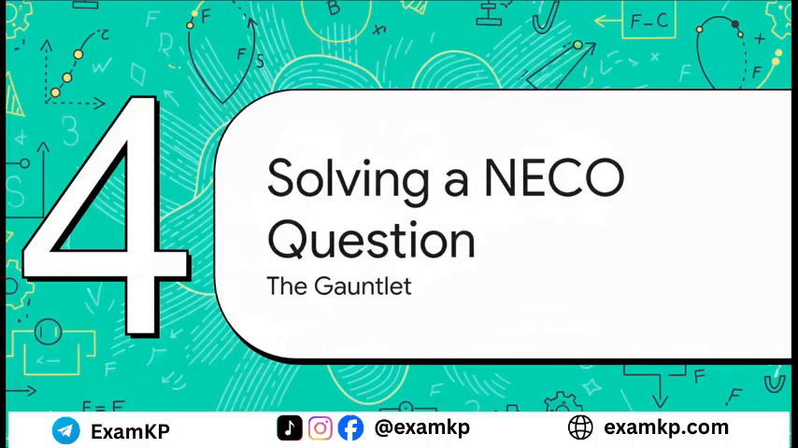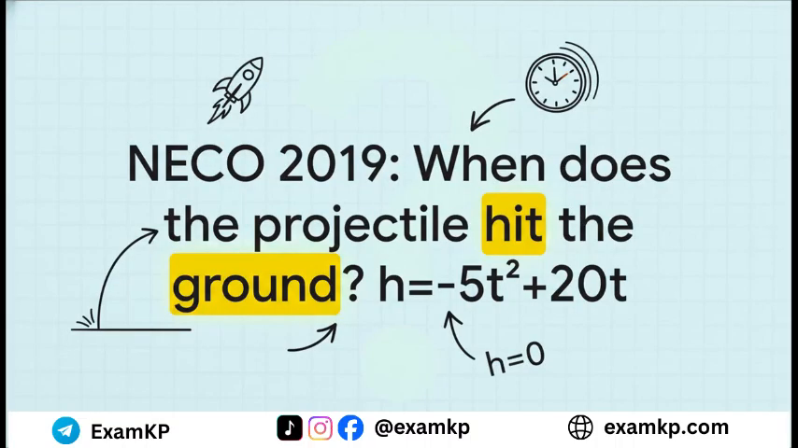Time for our final challenge. A question from NECO. NECO really likes to put math into real-world situations like physics problems to see if you can apply what you know. So here's a NECO 2019 question about a projectile. Its height is given by this formula. H equals -5t squared plus 20t. Now the question is, find the time when it hits the ground.